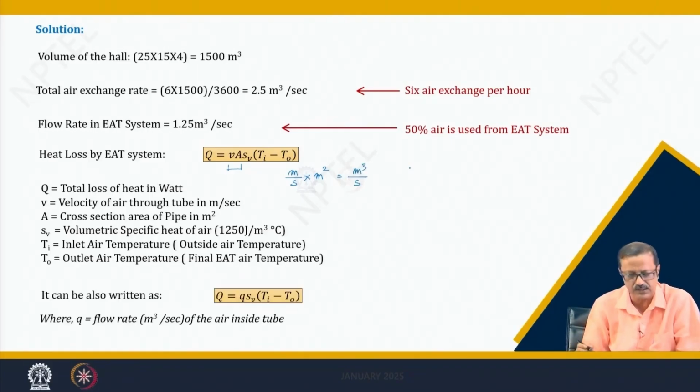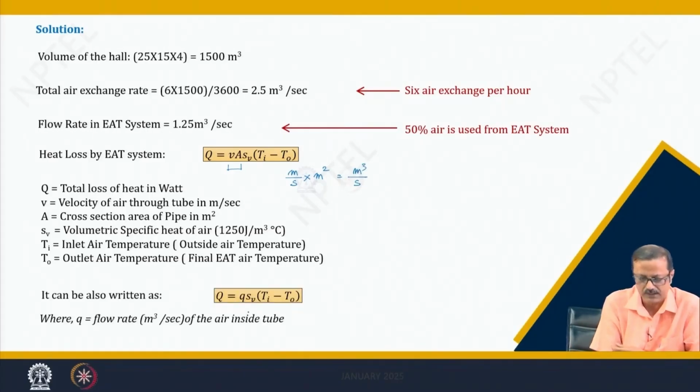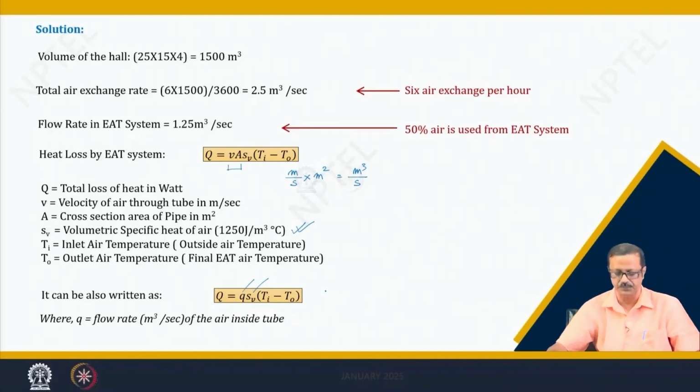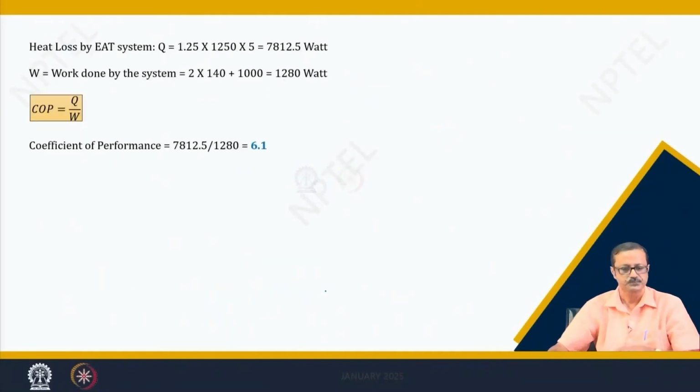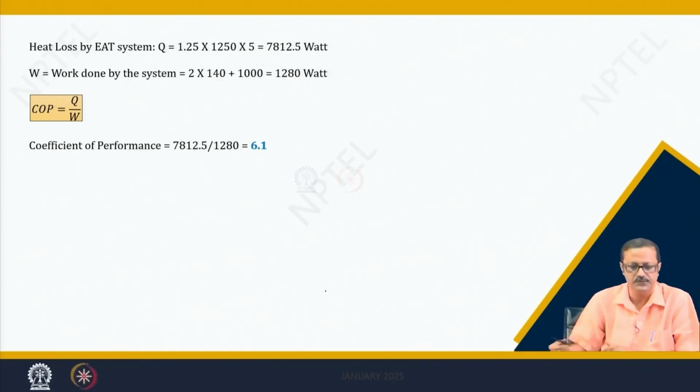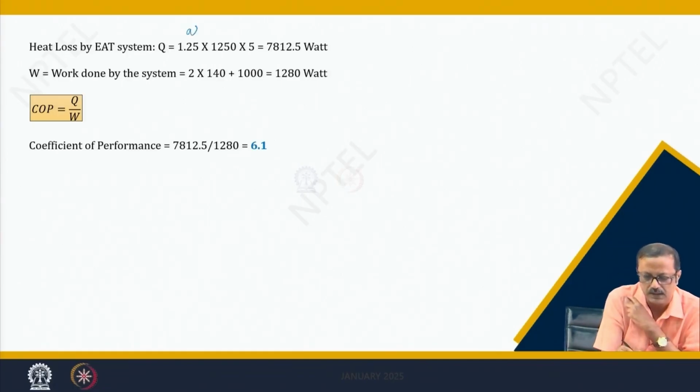I have mentioned in the last part that this Q is the flow rate in meter cube per second, and SV is the specific heat, and this Ti minus To is the temperature difference. So, heat loss is calculated. This is the flow rate Q, this is the SV, and this is the temperature delta T.